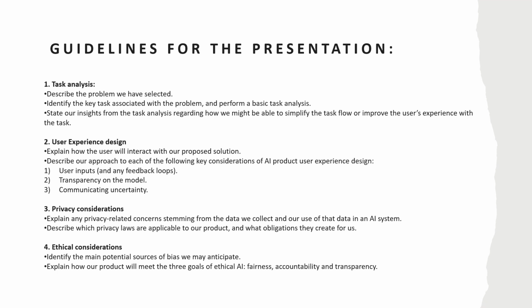We will follow by explaining any privacy-related concerns stemming from the data we collect and our use of the data in an AI system, as well as describe which privacy laws are applicable to our product and what obligations they create for us. We will finish by identifying the main potential sources of bias that we can anticipate, and we will explain how our product will meet the three goals of ethical AI, this being fairness, accountability, and transparency. Let's jump to describe our problem.